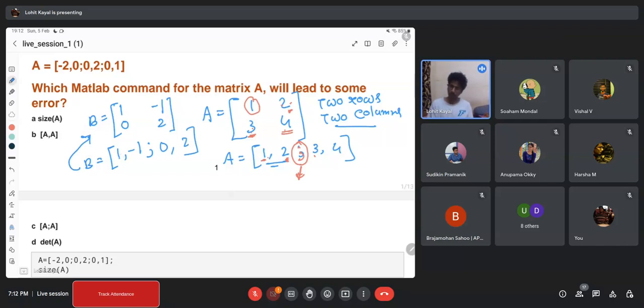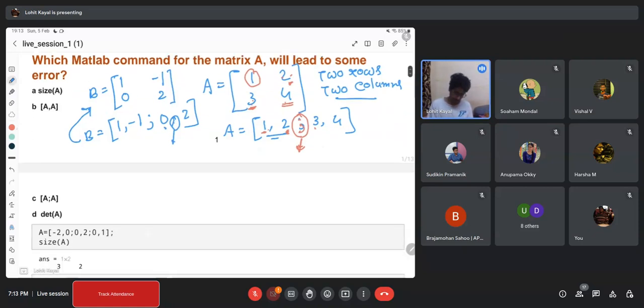The first element is 1, then a comma, that means the next element will appear at the next column, that is -1. Colon, that means it will appear in the next row. The first element is 0, and then the comma is a column separation. That means it will go to the next column, it will be 2, and you will get this result.